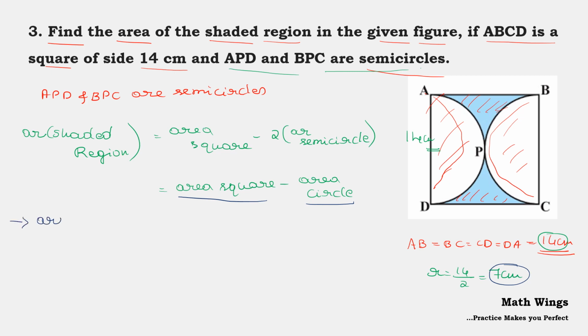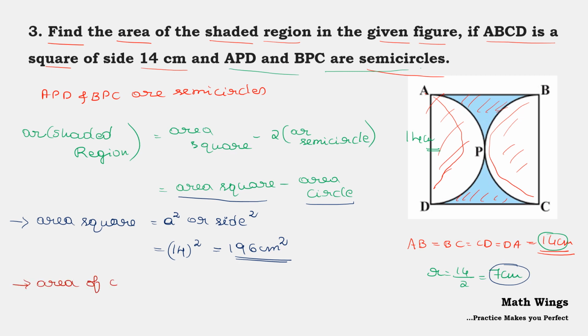What is area of the square? Area of the square, that is equal to A square, or you can take it as the side square. So what is the side given? We have given with 14 and the area of the square, that is equal to 14 square. What is the square of 14? Which is equal to 196 centimeter square. Correct? Now let us find the area of the circle. What is the area of the circle formula?